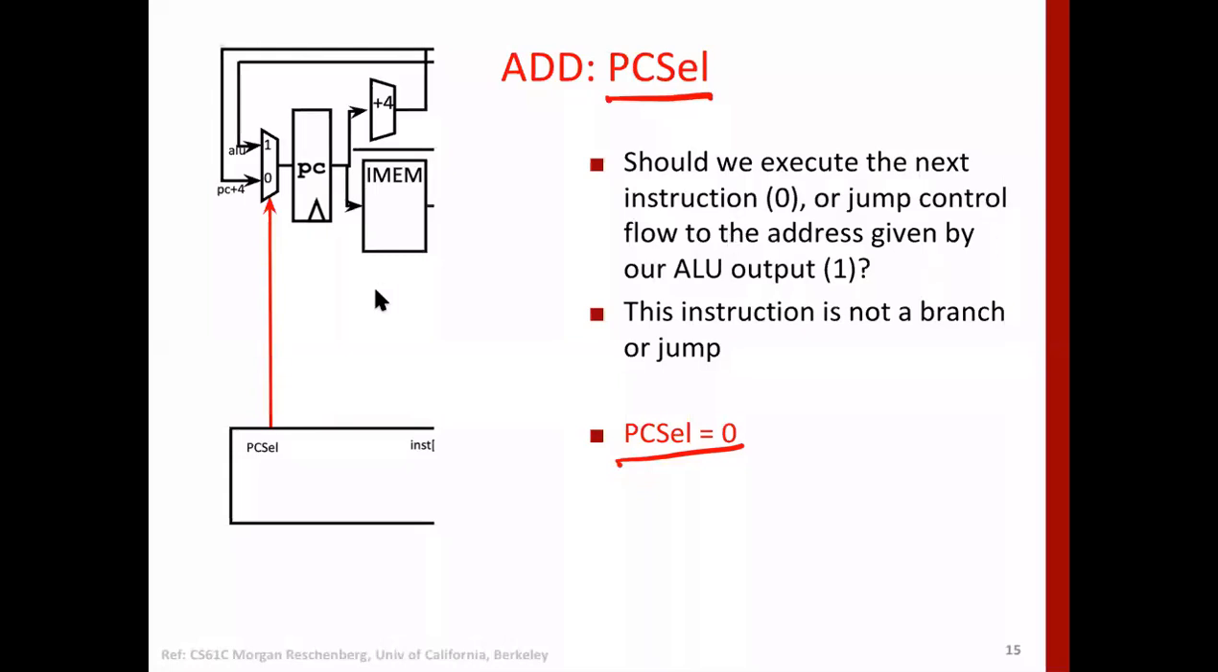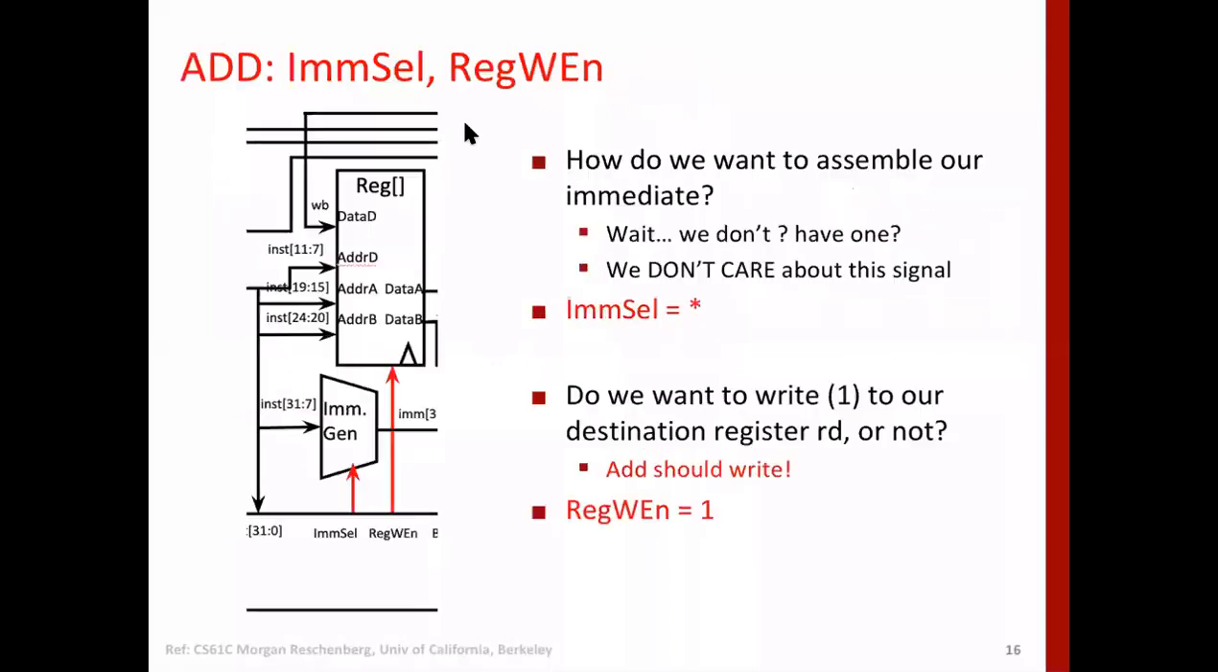Okay. Atwet, you tell me. Yes, sir. PC select will be 0 because the opcode is not 63, like the opcode is not the same as that of branch or jump. Yes, very good. Excellent.